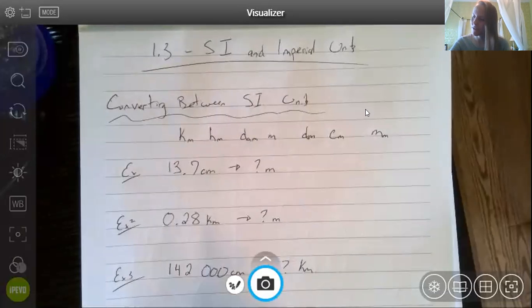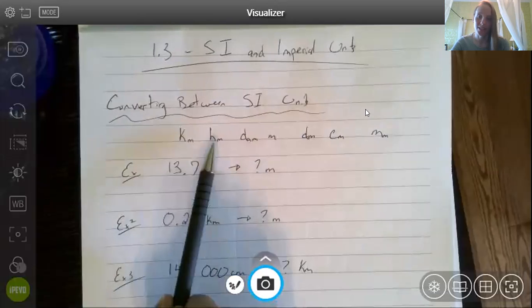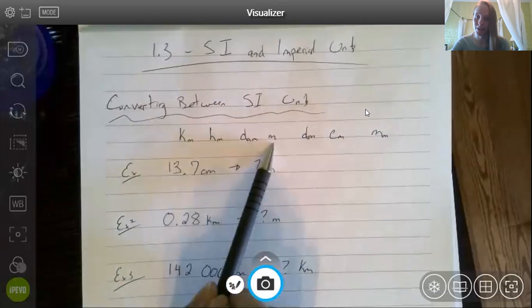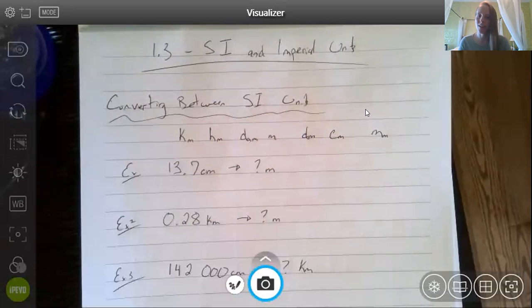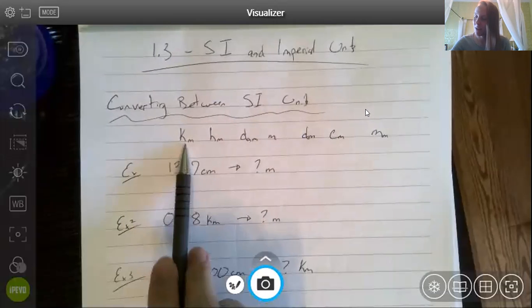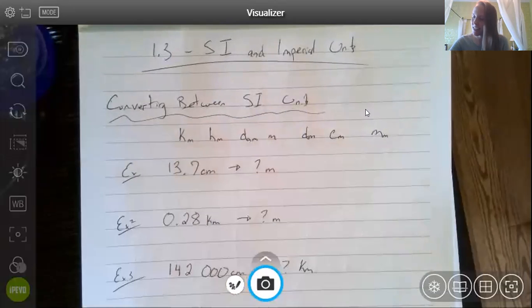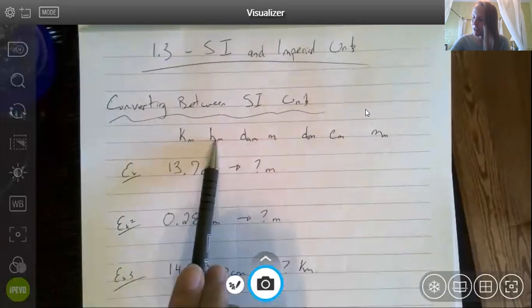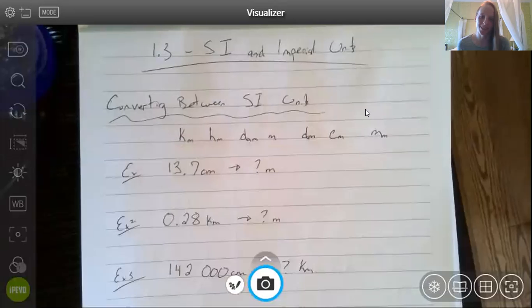So to convert between different SI units, it means to convert between things like kilometers, hectometers, decameters, meters, decimeters, centimeters, and millimeters. And each of these are separated by a unit of 10. So anytime I'm asked to convert between SI units, I always start off by writing out at least the first letter of all of these. And the way I remember it is King Henry drank milk during Christmas Mass. But any way that you can remember the order of these units works. So let's go over how to convert.